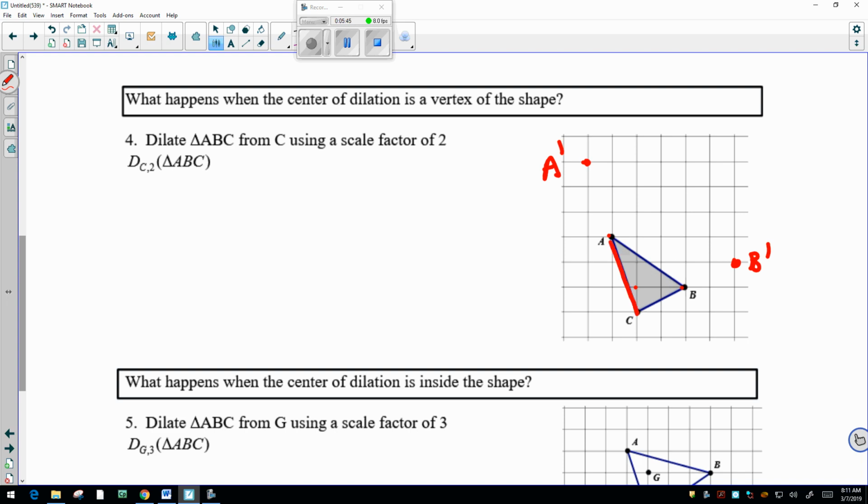So if I were to trace this out, I could see here in red is my new triangle, scale factor of 2, so it should have gotten larger.